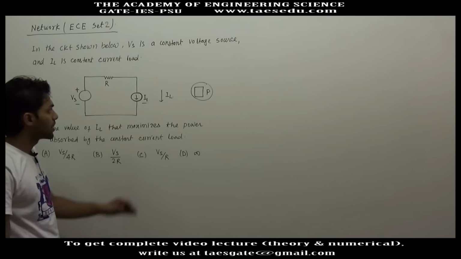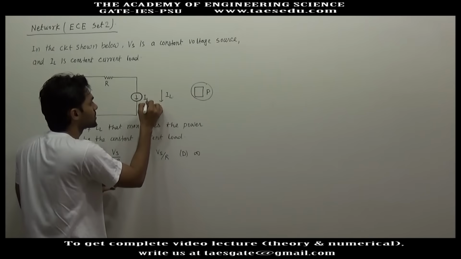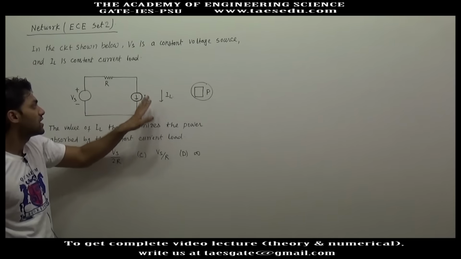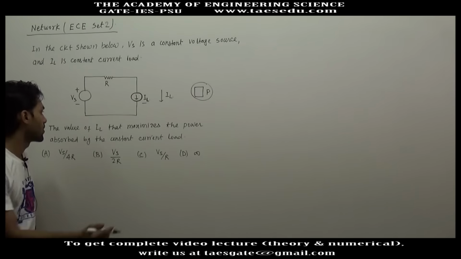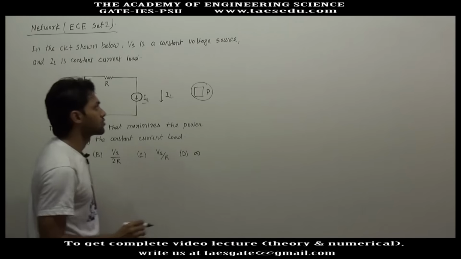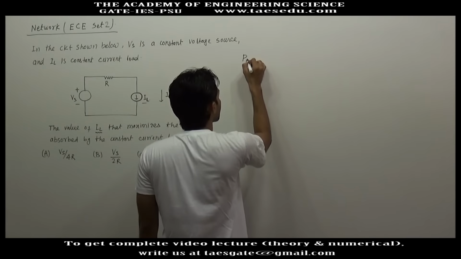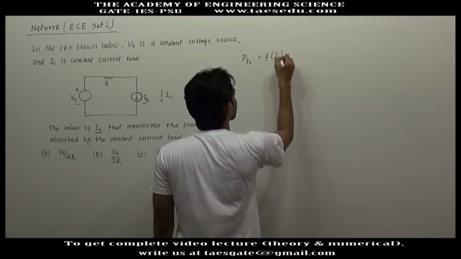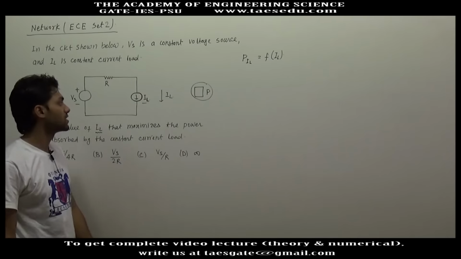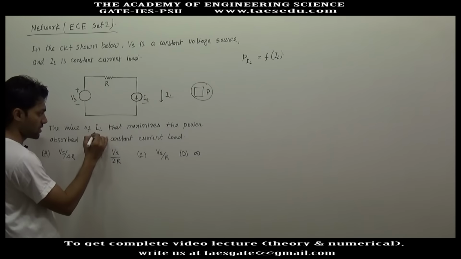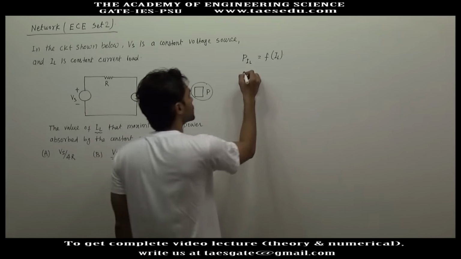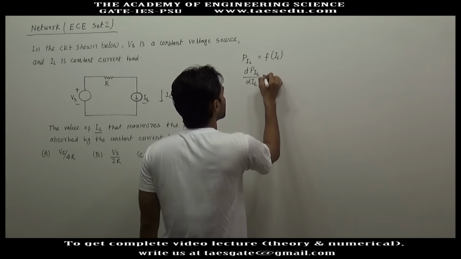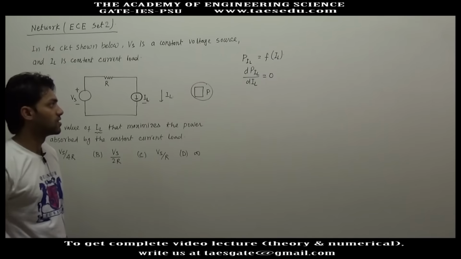So let us first find out the expression of power that this current source absorbs, and then we will differentiate it. We have to find out the value of IL. So first we will find out the expression of power in current source IL as a function of current IL, and then we will differentiate it with respect to IL because the variable is IL, and we will equate it to 0 such that power will be maximum.